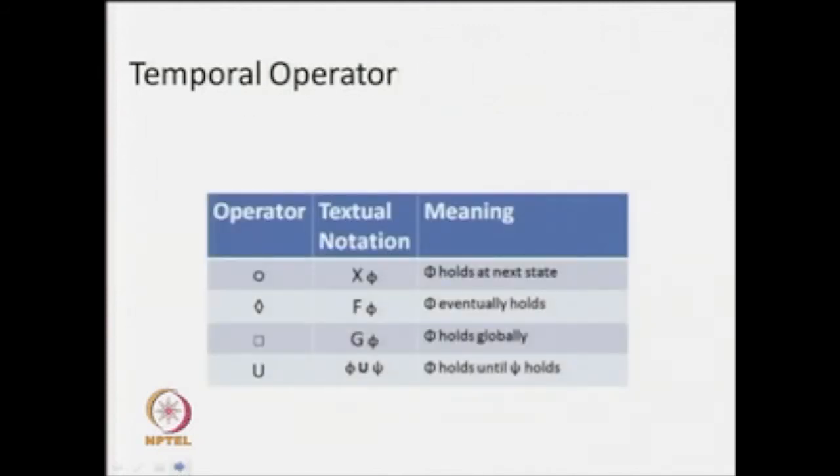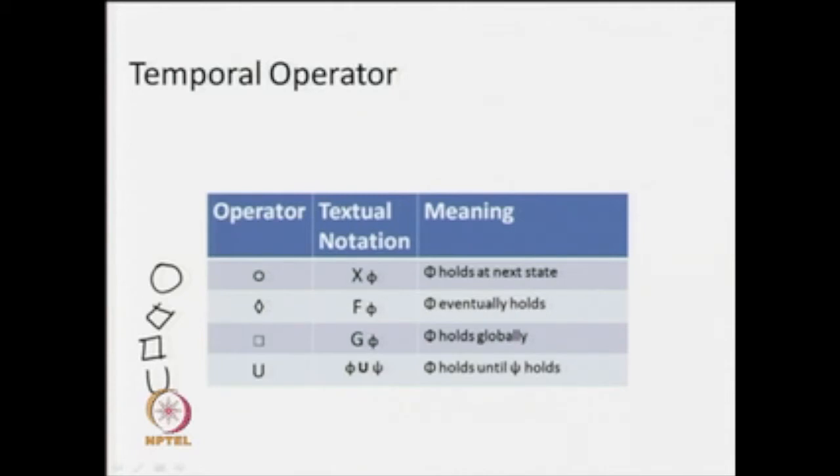So, basically here we are going to have 4 different types of operators. We said these are temporal operators, and these are basically related to the timing behavior of the system. So, one is your next operator, which is represented by a circle. The second one is your eventuality operator, represented by a diamond. The third one is your globally or always operator, which is represented by a box, and another operator we have is until, which is represented by U.